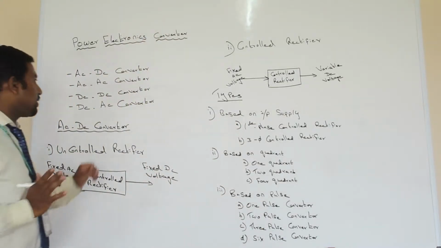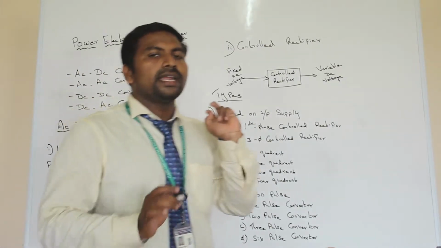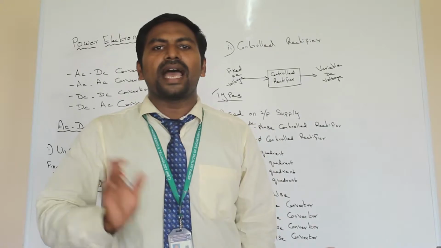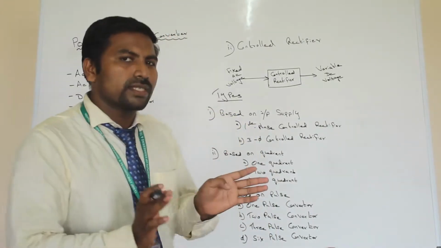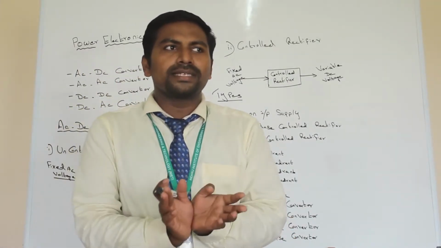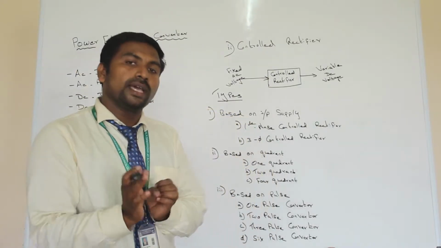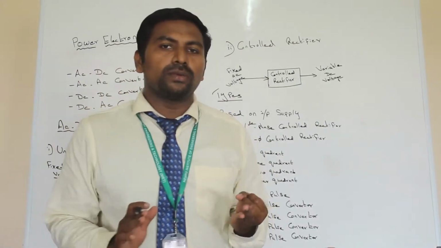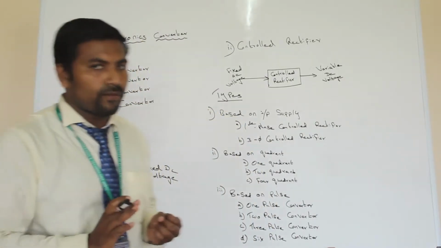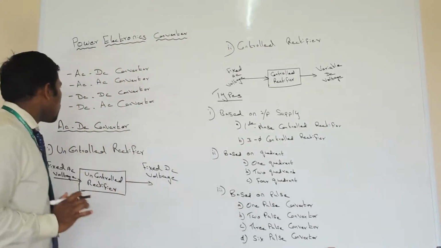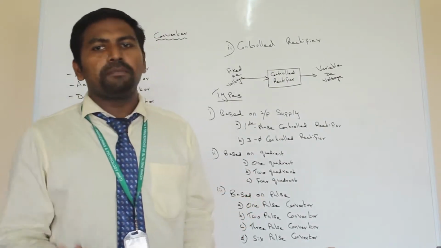Then one more, the fourth converter, is the DC to AC converter. Here the DC supply is converted to an AC supply. Here the DC to AC converter is otherwise called an inverter. Based on the applications, there are different types of converters in the inverter circuit, that is voltage source inverter and current source inverter. Those things we will be discussing in detail in the 5th unit of this power electronics. Anyway, basically there are 4 different types of converters available in power electronics.